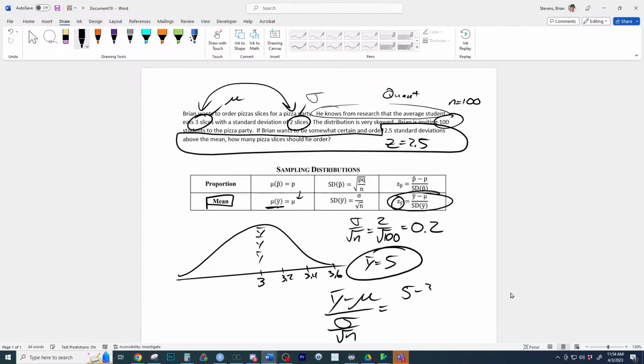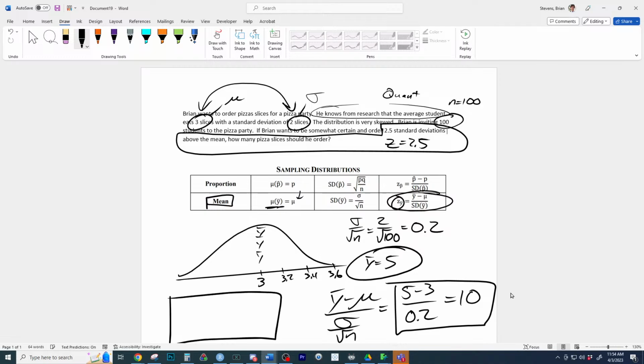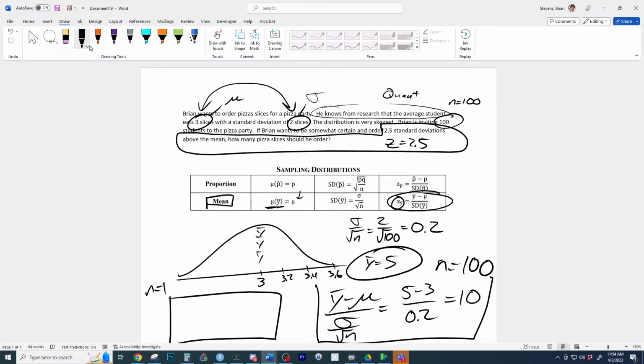So 5 minus 3. So let me ask you this. Is it weird, and hopefully this is where the concepts start coming together, is it weird for one student to eat 5 slices? I want you to think about one student over here. This is an n of 1. This is the n of 100 because we're using it for this sample size. Is it weird for one student to eat 5 slices? Like if one student ate 5 slices, would you be like, what?